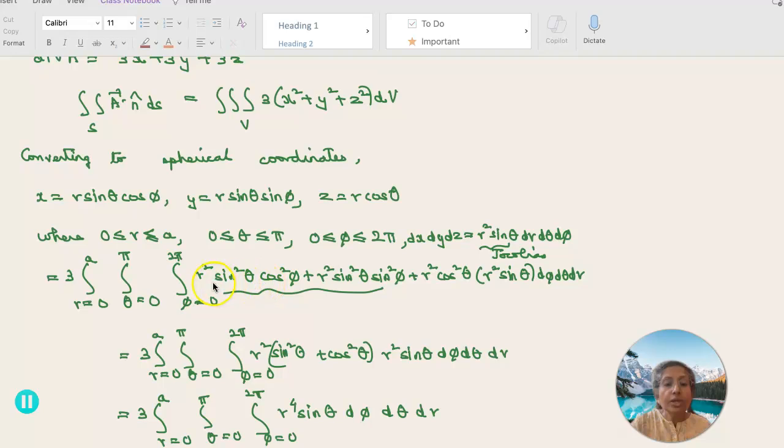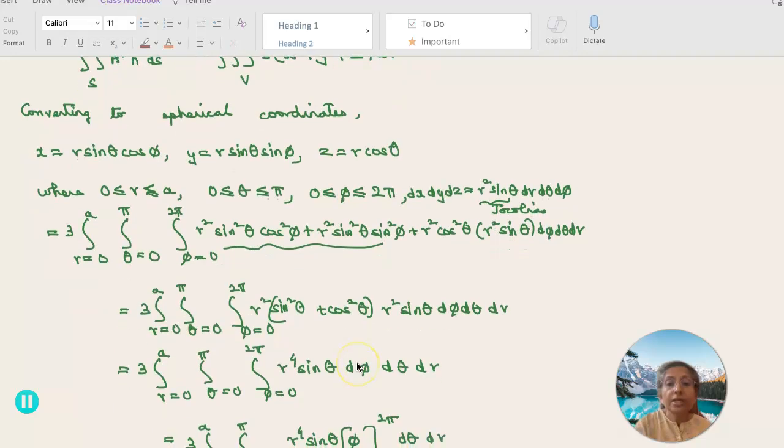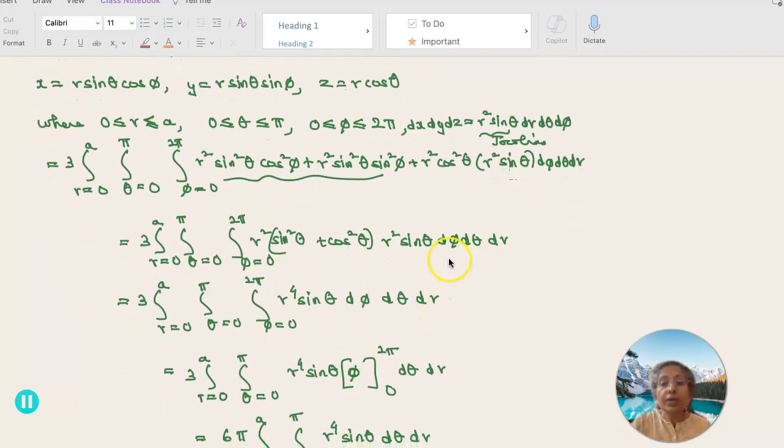3 x squared becomes r squared sin squared theta cos squared phi plus y squared is r squared sin squared theta sin squared phi plus r squared cos squared theta, r squared sin theta d phi d theta dr, because first we are integrating with respect to phi. Now if I take out r squared sin squared theta, we get cos squared phi plus sin squared phi, which is 1, and r squared sin squared theta plus cos squared theta, into r squared sin theta d phi d theta dr. Now what is sin squared theta plus cos squared theta? It is 1. So it becomes r squared into r raised to 4 sin theta d phi d theta dr. The limits are the same.